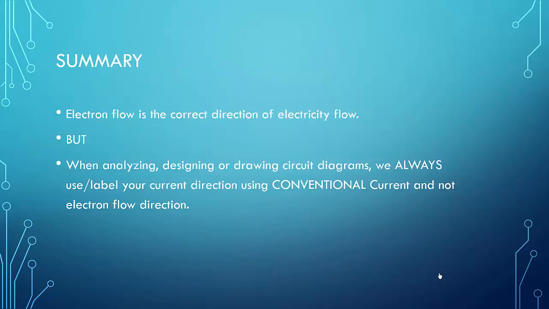In summary, yes, electron flow is the correct direction of the electricity flow, but when we analyze, design, or draw circuit diagrams, we always use or label the current direction using the conventional current and not the electron flow direction.